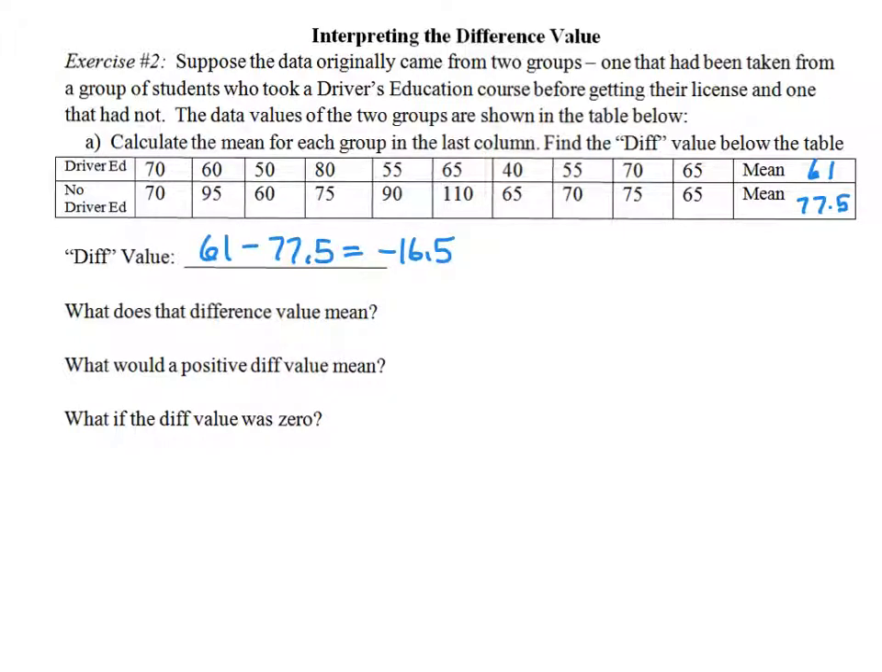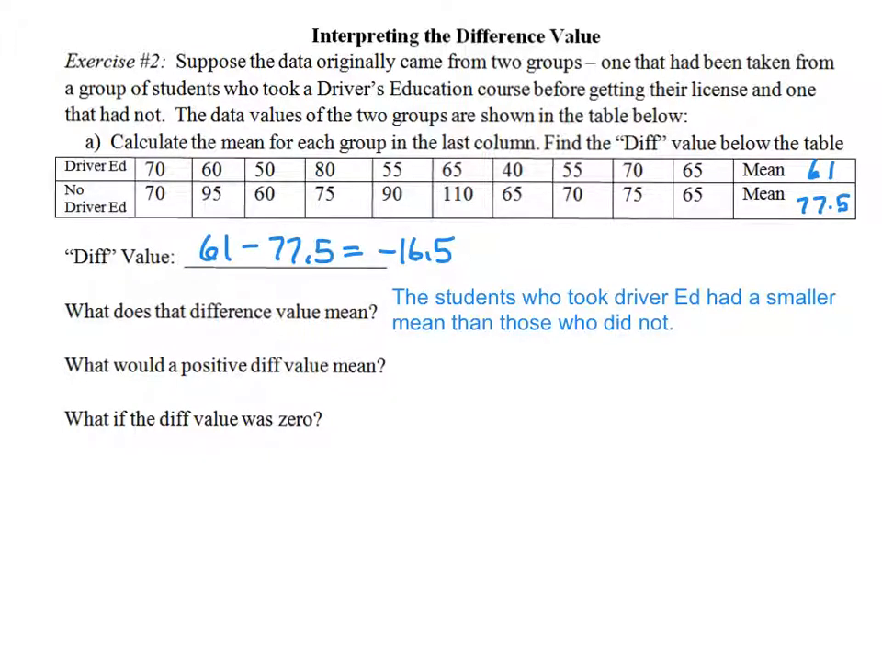So I got that the driver ed students had a mean of 61, and the no driver ed students had a mean of 77.5. So when I calculated the diff value, now there's some question, how do I know which way to do this subtraction? I'm going to do it as the treatment versus the non-treatment. So 61 minus 77.5 is giving me negative 16.5. What does that difference value mean? Well, it just means that the students who took driver ed had a smaller mean than those who did not.